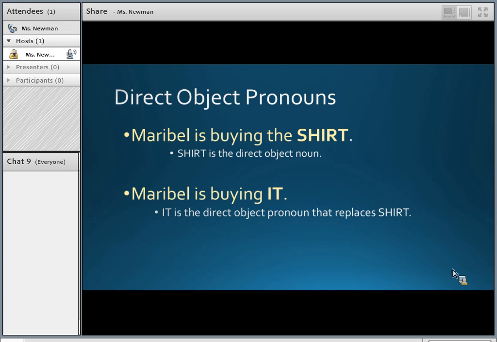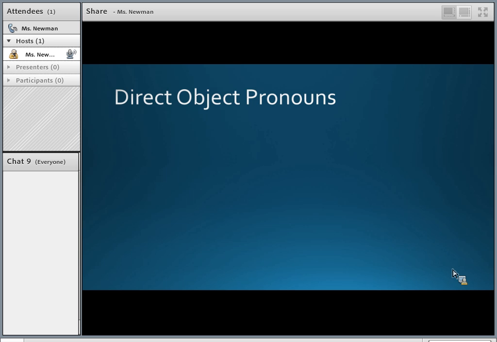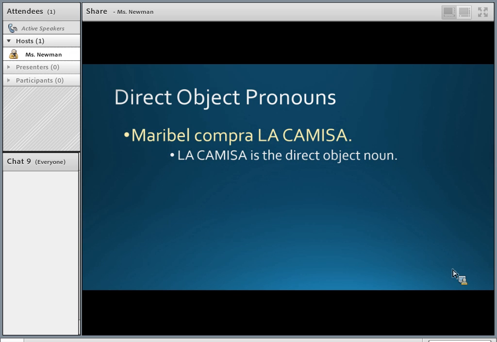So now we're going to use a pronoun to replace the word shirt so we don't say shirt, shirt, shirt over and over and over. So Maribel is buying it. It refers to the shirt, right? So it is the direct object pronoun. Pronouns replace nouns.